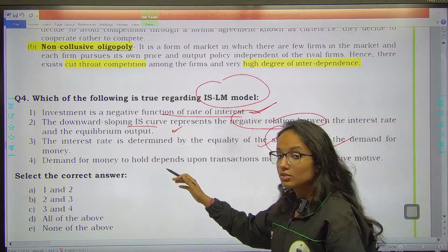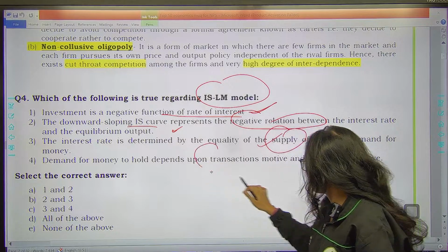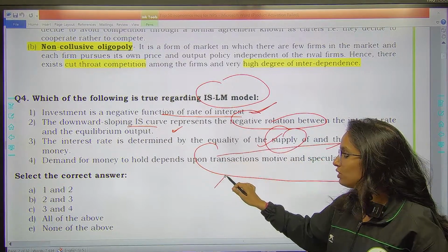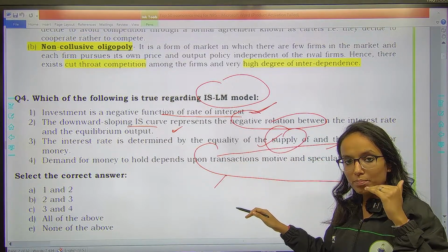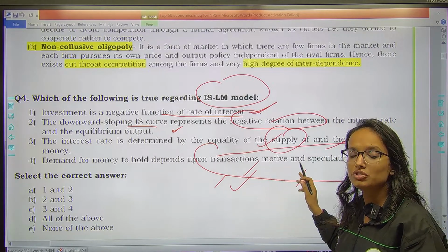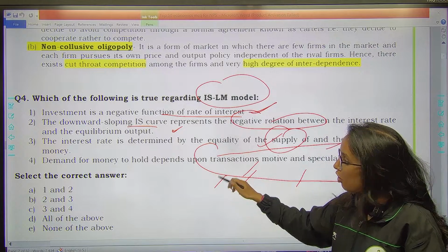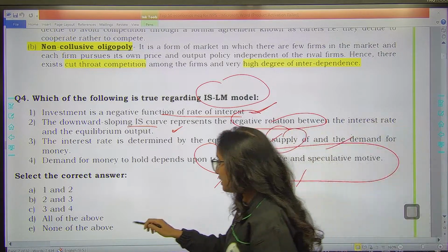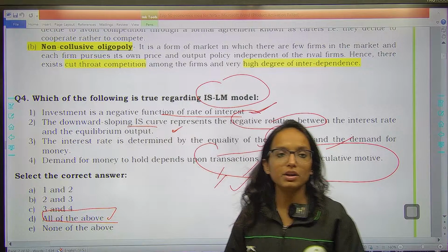Demand for money to hold depends upon the transaction motive and speculative motive. So there are particular motives associated with demand for money, like the transaction purpose, speculation purpose, and precautionary purpose, right? All of them are correct. So D would be the right answer here. All of them are true.